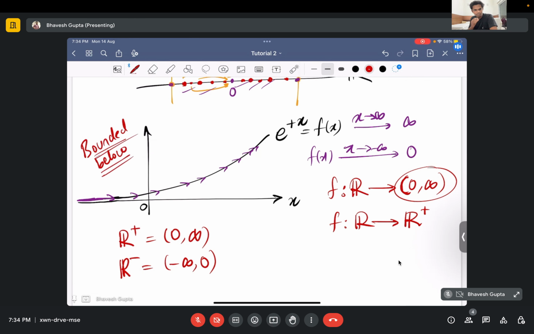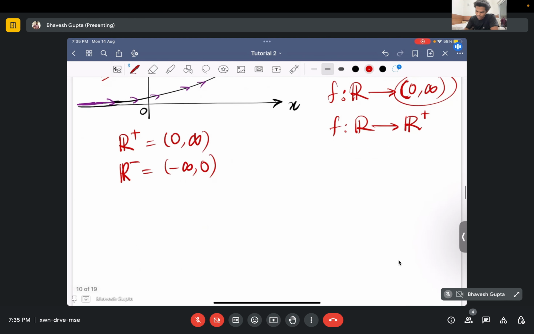Okay, this is bounded below, but not above. We can have another situation in which the function is bounded above but not bounded below. Let me draw that particular graph. For example, like this.